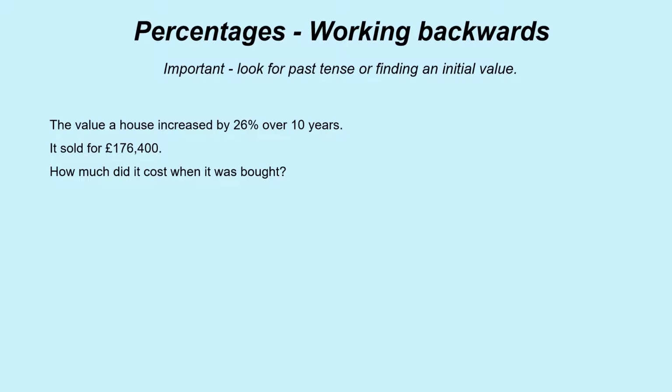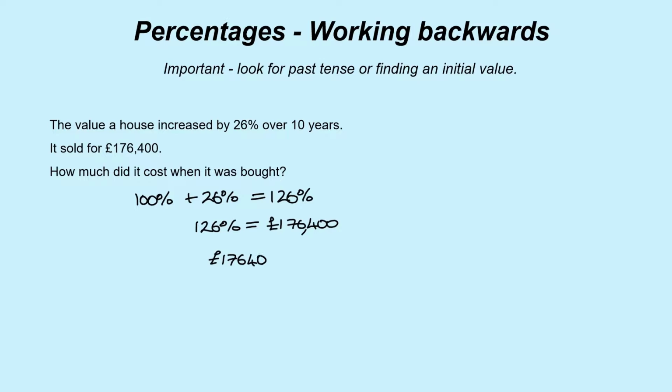Now, it does say how much did it cost when it was bought. When it was bought, past tense, that's one of the things you're looking out for when working backwards. So we start off the same way we did before. It was bought for 100%, it increased by that 26%, so it's now worth 126% of the original value. We're going to take that back to 100%. So 126% equals 176,400. We're going to take that value and scale it down, then back up.